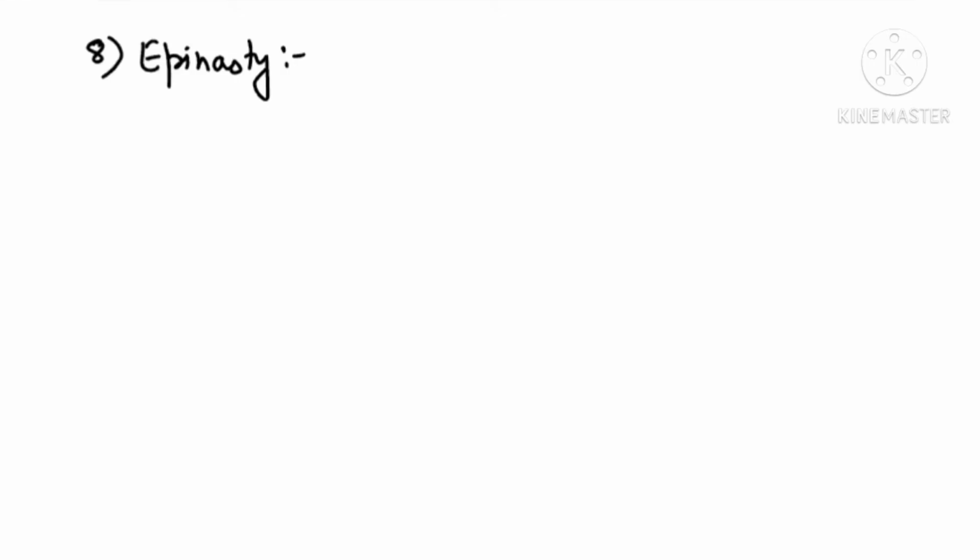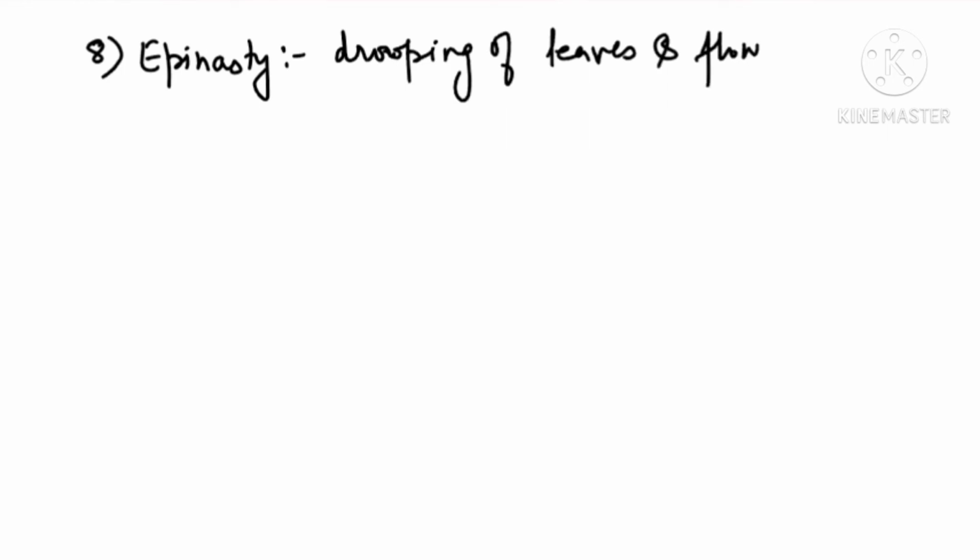Now, exposure to ethylene promotes epinasty. Epinasty means drooping of leaves and flowers. And why is this going on? Because of the unequal growth of the two surfaces.